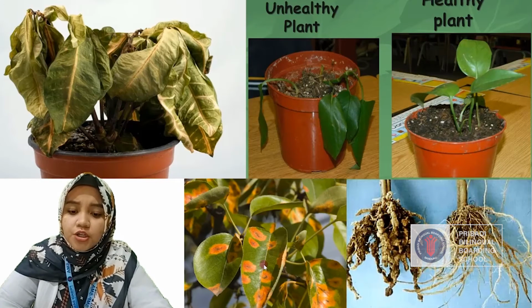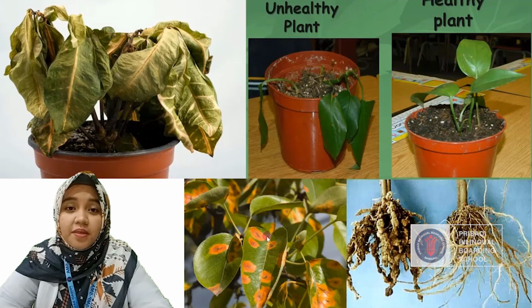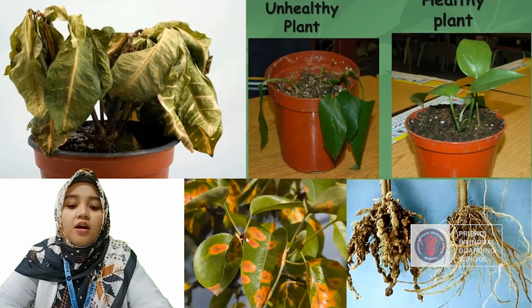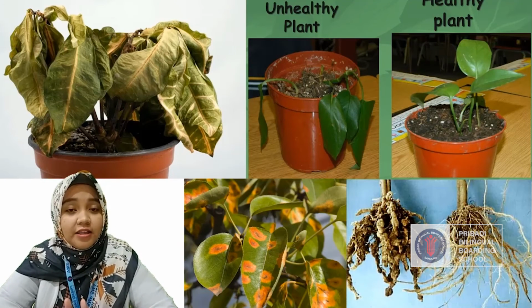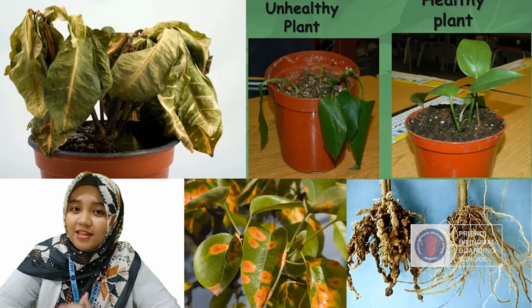What about the last picture? There is yellow rust on the leaves. Yeah, so this plant is also sick because there is contamination that makes the leaves rusty. Okay, so now you have seen the healthy plants and unhealthy plants.